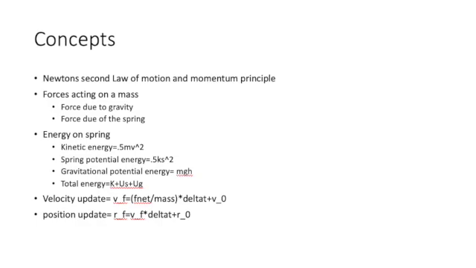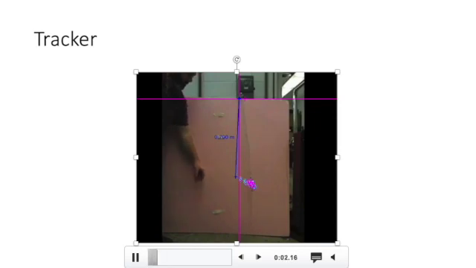When analyzing the motion of the spring, we need to consider its updating velocity and position. We use the position updating formula and the velocity updating formula we developed through integrating Newton's second law, the momentum principle. We analyzed the motion of the spring using Tracker, and we kept track of it by plotting the center of mass of the spring as it was oscillating back and forth.